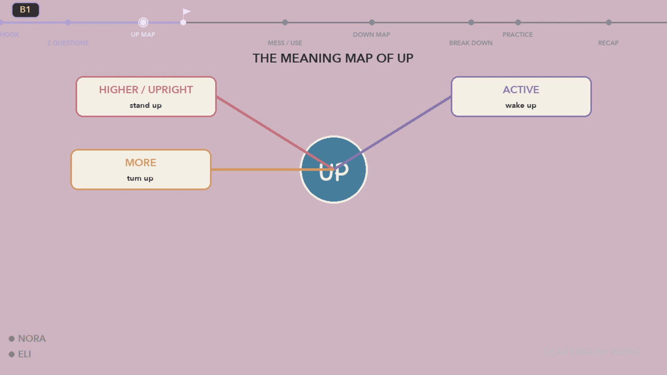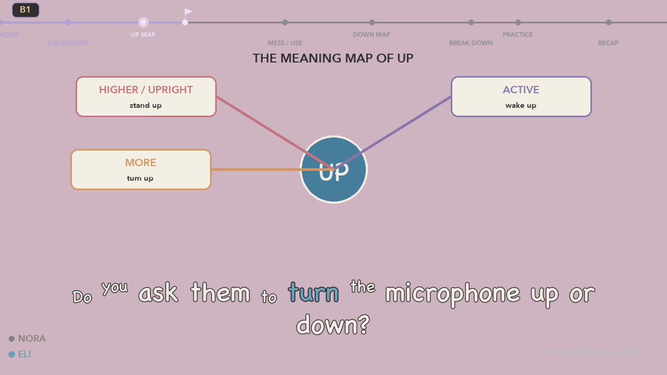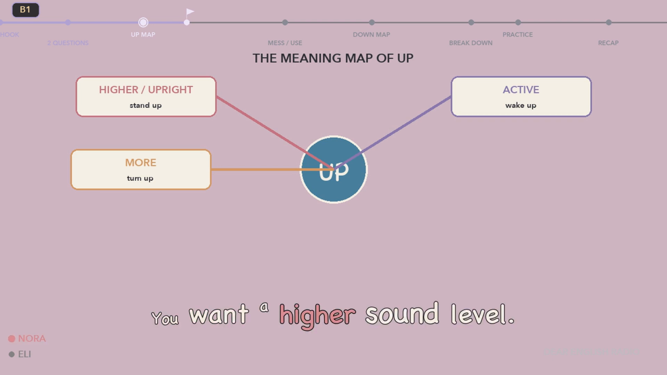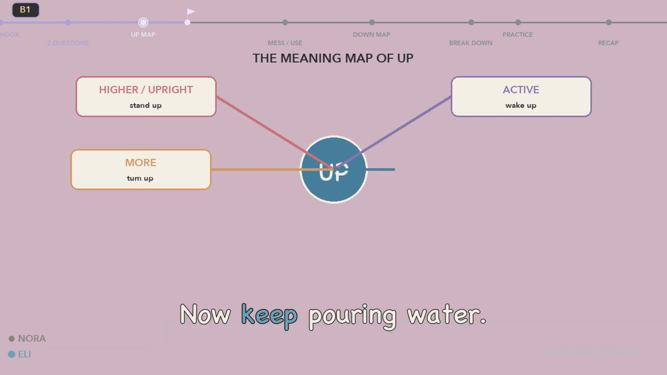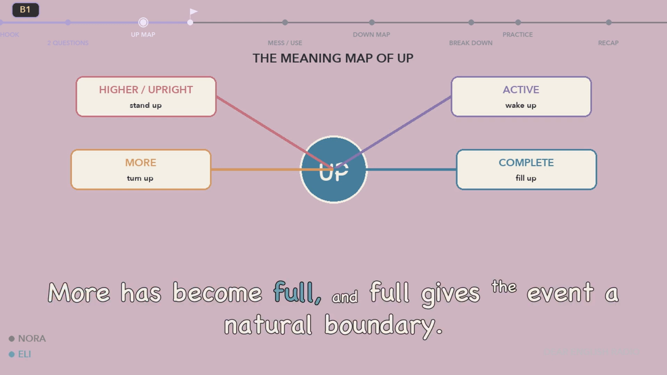Here is a quick check. Your colleague is too quiet on a video call. Do you ask them to turn the microphone up or down? Up. You want a higher sound level. Now keep pouring water. The level rises until it reaches the top of the glass. More has become full, and full gives the event a natural boundary.